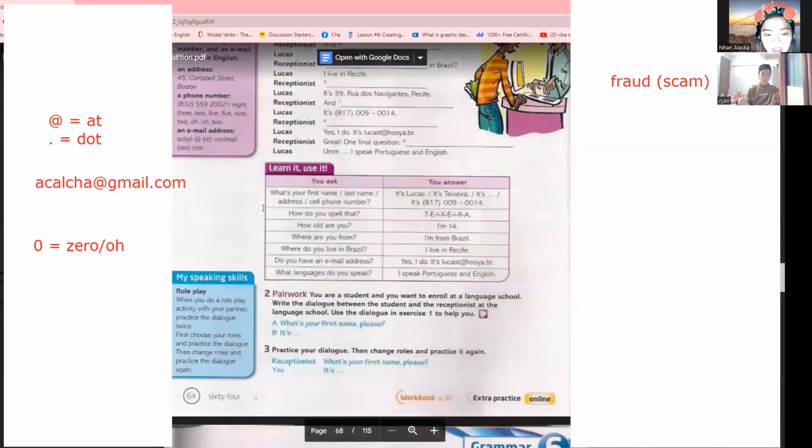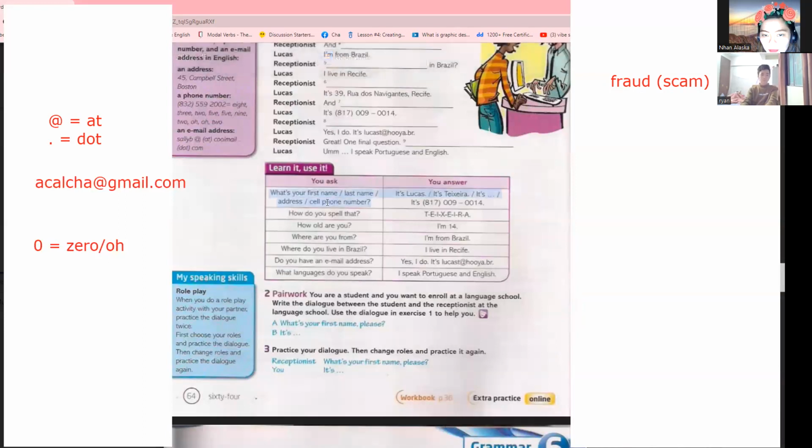Now, these are the patterns when you are asking somebody else. We already did the dialogue part a while ago. So how do you spell that? In some cases, people tend to spell the name because it varies with their nationality. Is that how you say nationality?